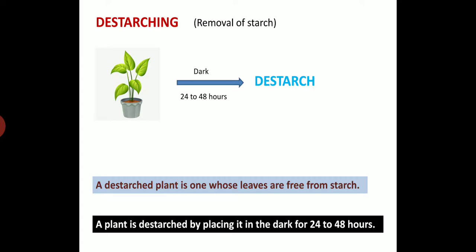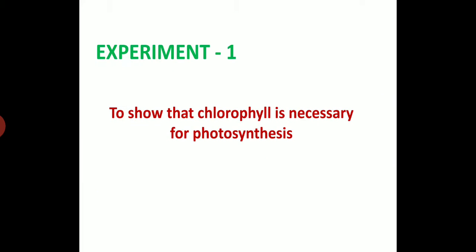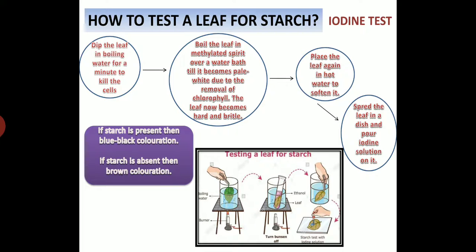Now the next concept is how to test a leaf for starch. That means how will we test whether in a leaf the starch is present or not. For this, the test is the iodine test. The test that we perform to see whether the leaf or the plant contains any starch or not, we call the iodine test.